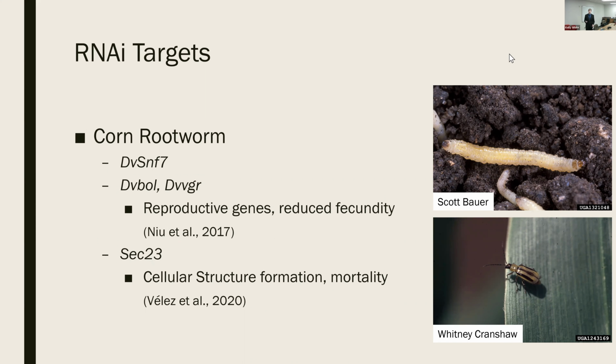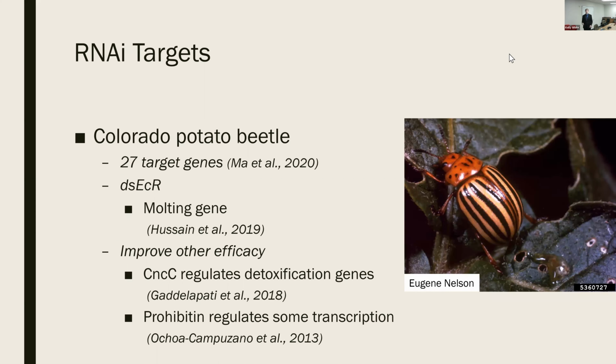Another gene that has been explored is SEC23, which is a gene that has an impact in the formation of cellular structures in corn rootworms. And as a result, if this gene is silenced through RNAi treatment, it leads to mortality in those insects. Another species that has been fairly extensively studied for control with RNAi is Colorado potato beetle.